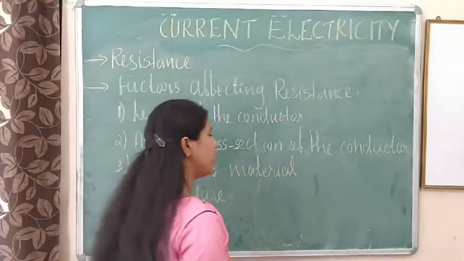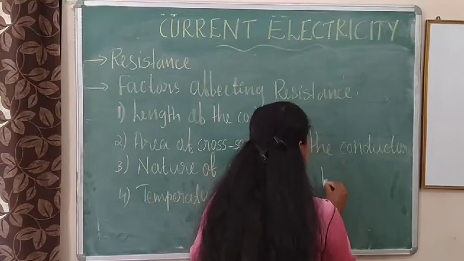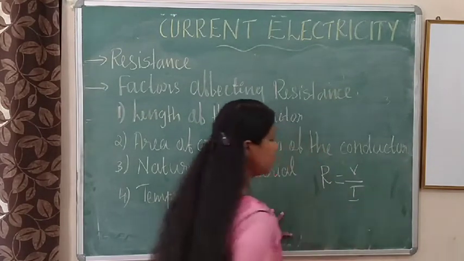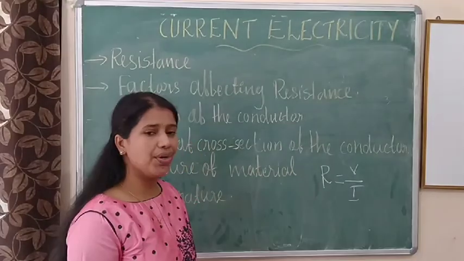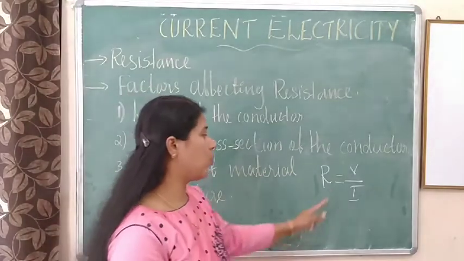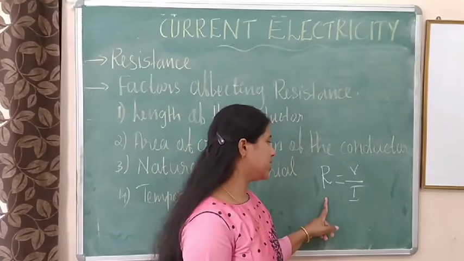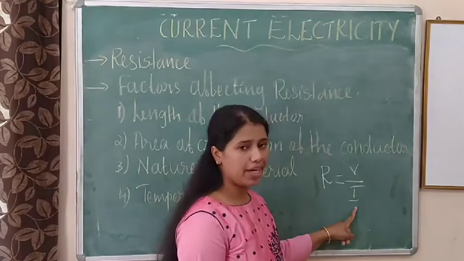Last class we already discussed that resistance R is equal to V divided by I, voltage divided by current.